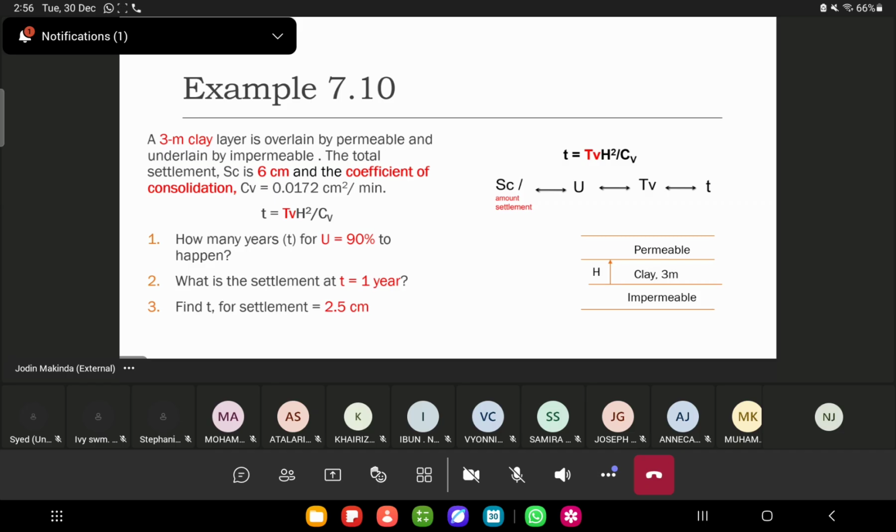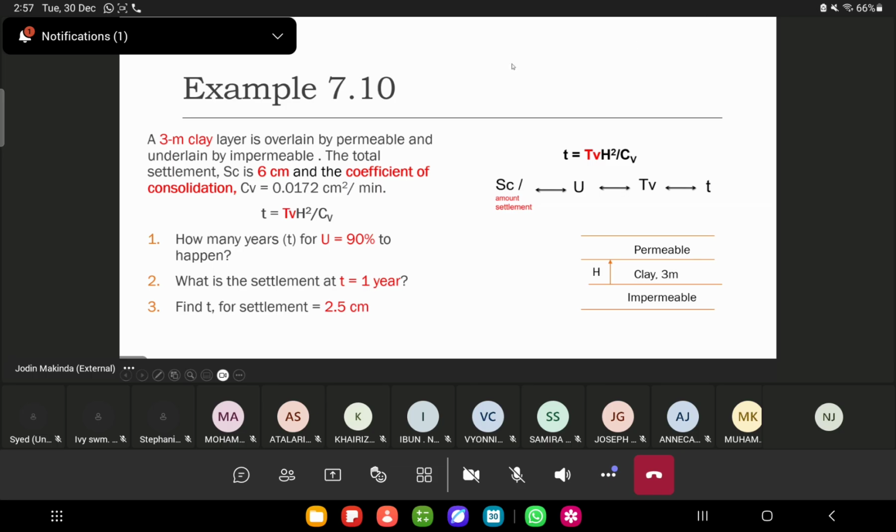And question number 3, find t for settlement 2.5 centimeter. See, these questions are all about rate of settlement. You know the time, you want to know the settlement. You want to know the settlement, you want to know the time. Therefore, if you want to understand or learn the easiest way, I give you tips. Tips ini, if you know these tips, you can understand our lecture today.